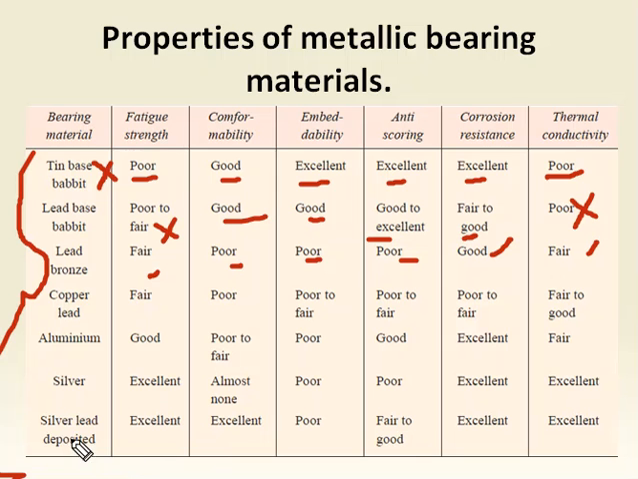Not only that, for example, you see in the silver or silver lead deposit, it has excellent fatigue strength and excellent conformability, but embeddability is low, while anti-scoring, corrosion resistance, thermal conductivity, everything is fine, but the cost of the material is very high because it is silver lead based material. If you want less weight, you can go for aluminum, but it again has some limitations: there is less conformability and embeddability, and the remaining properties are good.